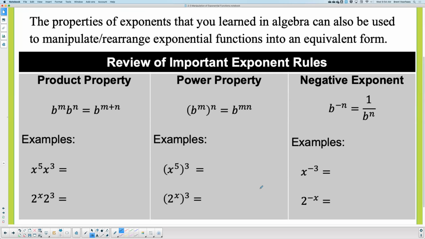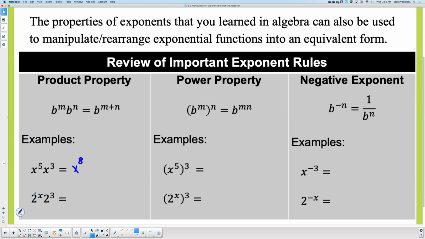Instead of saying b to the power of n times b to the power of m, let's look at what is x to the fifth times x to the third. So that's x times x times x times x times x, times x times x times x. That would be x to the 8th power. You would add powers together, just like it says with the product property. This would be x to the 8th power.